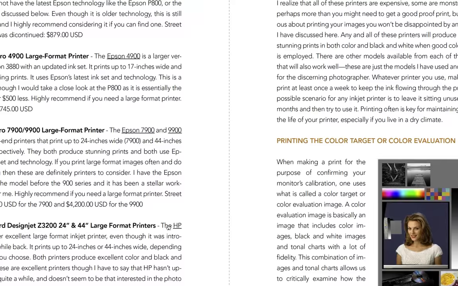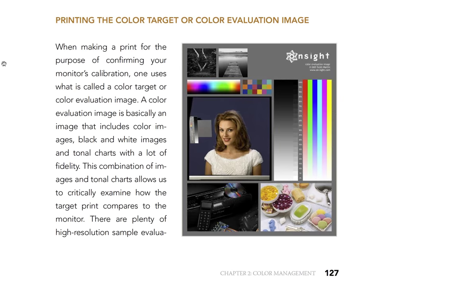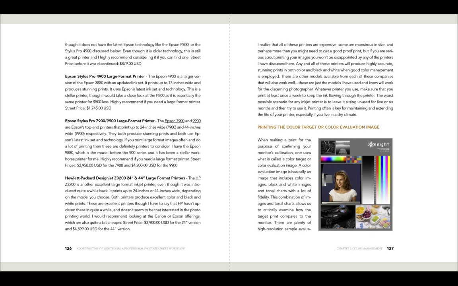And down here I talk about how do you know that your profile is actually accurate. You can download this color evaluation image from onsight photo, I think it's onsight.com. You can make a print on your printer in your office, as long as you have the right printer settings. Then you put that print into a light viewing box or under an accurate bulb and compare that to your monitor to make sure it matches. And that's the confirmation that your color management is actually working.